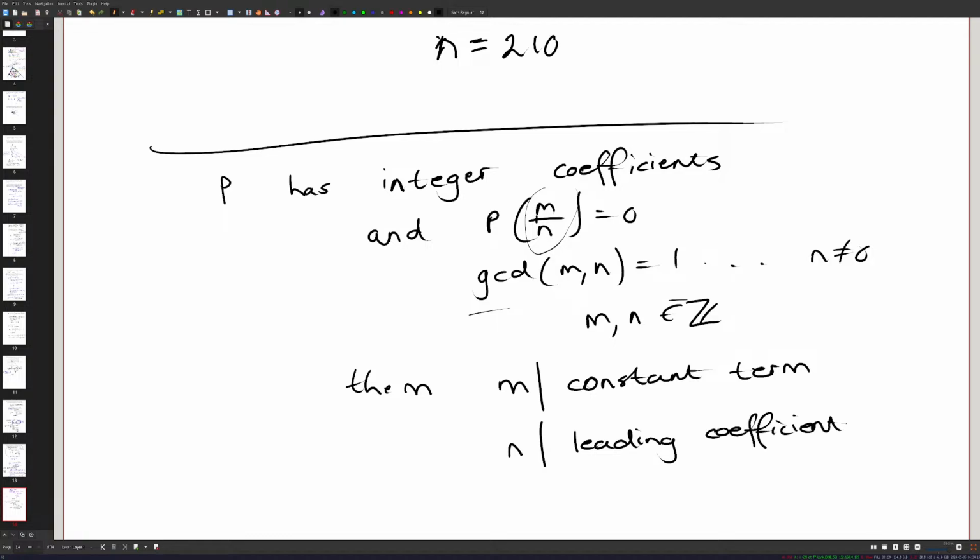Now, this doesn't give you all of the roots, it just gives you all of the possible rational roots. It's also not true that every factor of the constant term and every factor of the leading coefficient is going to be a solution. It's just that these are the only possible solutions. It might be that none of these actually work.